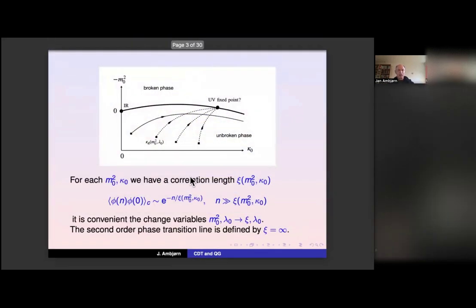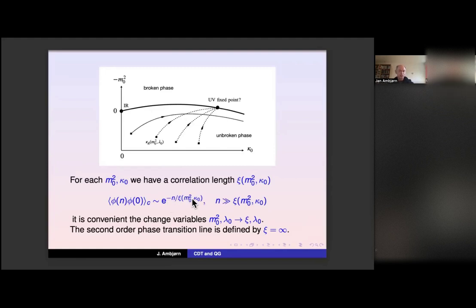Here is the phase diagram of the theory. For positive mass squared, you have an unbroken phase, and for negative mass squared, you have a broken phase. There is a second-order phase transition separating the two, and at this phase transition line the correlation length is infinite. The correlation length is defined by the exponential decay of the 2-point function on the lattice.